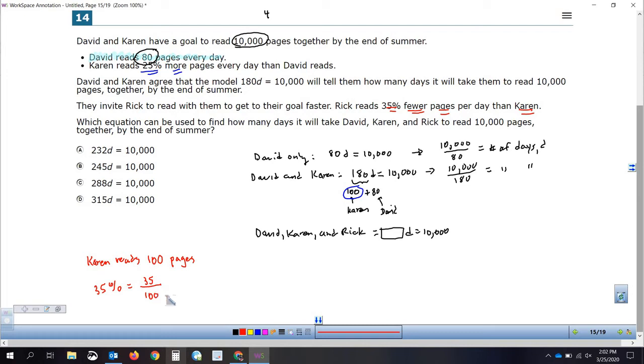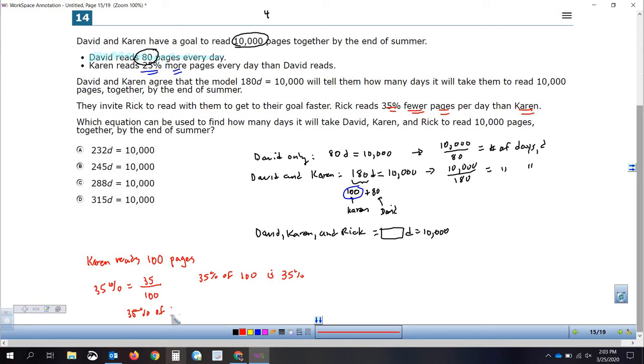what Karen reads. But what does Karen read? She reads 100. So 35% of 100 is 35.